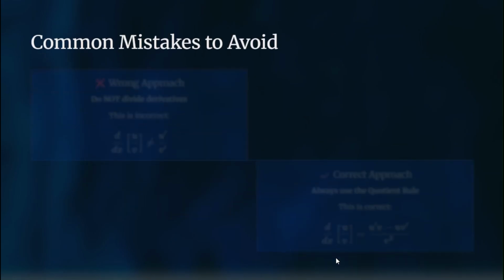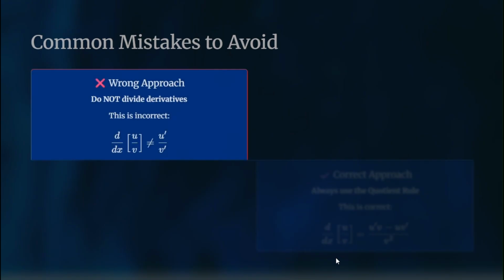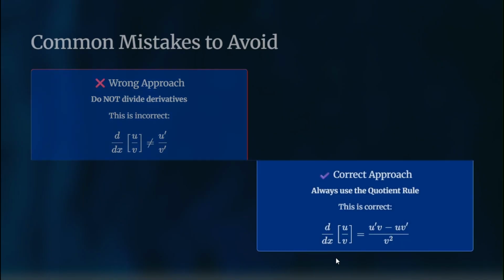Here are the common mistakes to avoid. The derivative of u over v is not equal to u prime over v prime. This is a common error that will give you the wrong answer every time. Instead, you want to always use the quotient rule when functions are divided. And that is, the derivative of u over v with respect to x will be equal to u prime times v minus u times v prime over v squared.